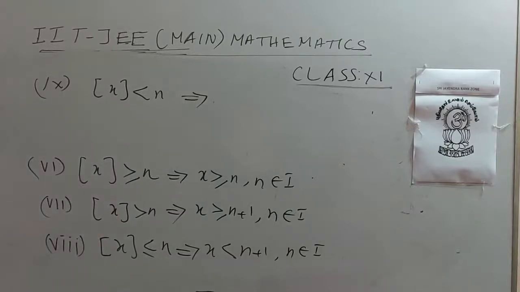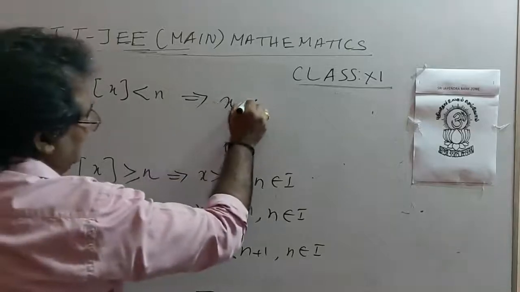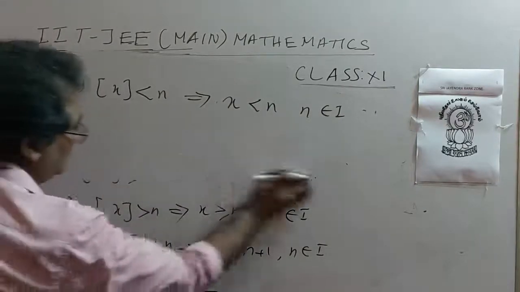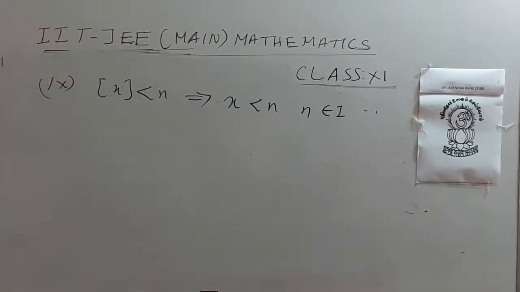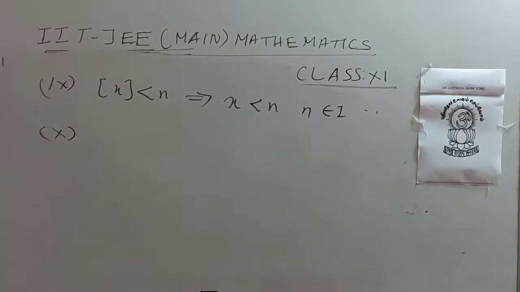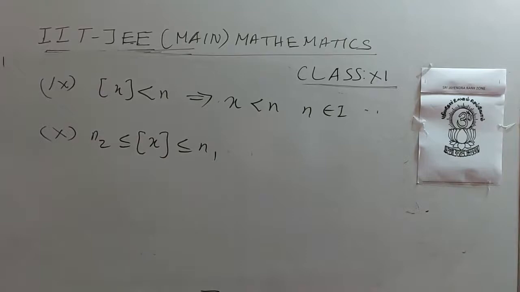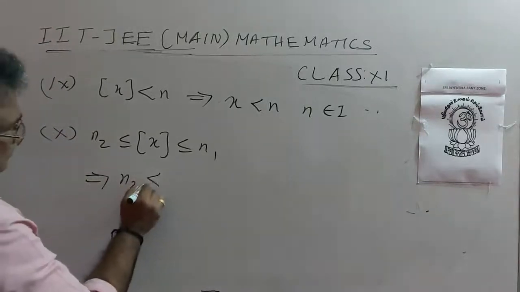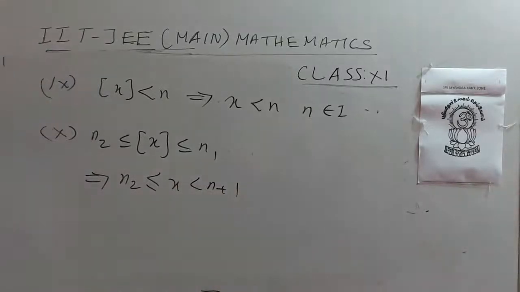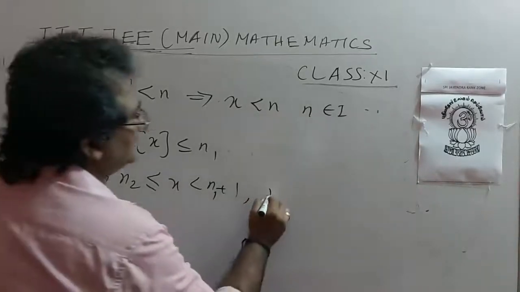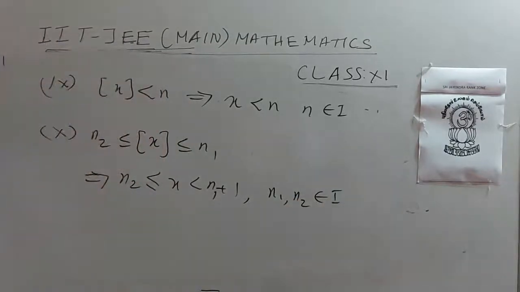The integer function: x less than n, which implies x is less than n, n belongs to I. n2 less than or equal to the integer function of x less than or equal to n1, which implies n2 is less than or equal to x less than n1 plus 1, n1, n2 belong to I.